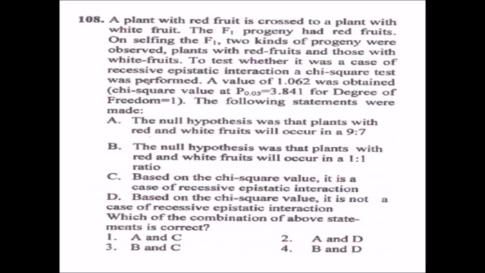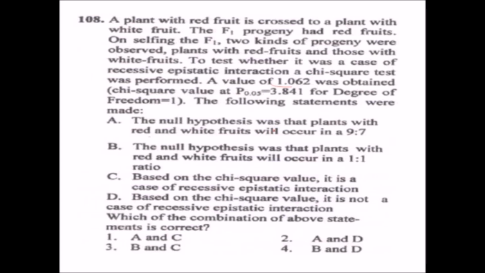A chi-square test was performed. The value of chi-square, 1.062, was obtained at the p-value of 0.05, or at 5% significance. The critical value is given as 3.841. So here the value of chi-square is less than 3.841, so the hypothesis which we take will be accepted in this case, because the value is lesser than the significant value.